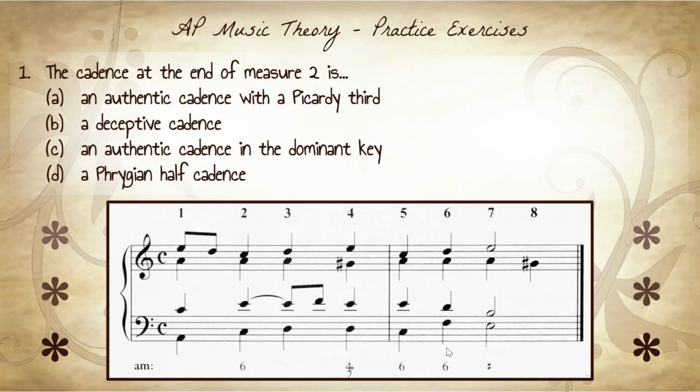Question 1. We can see questions 1 to 6 are based on this excerpt here. Let's start with 1. The cadence at the end of measure 2 is A. Authentic cadence with a Picardy third, B. A deceptive cadence, C. An authentic cadence in the dominant key, or D. A Phrygian half cadence. So that means basically the cadence at the end of the measures here, because there's no more measures than 2.